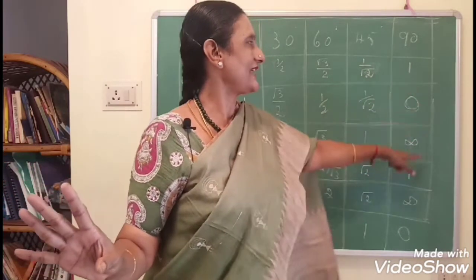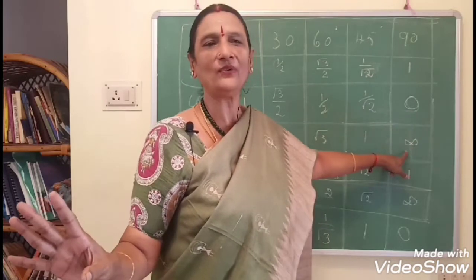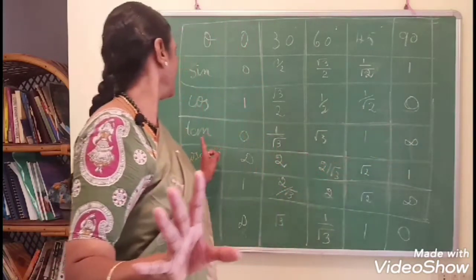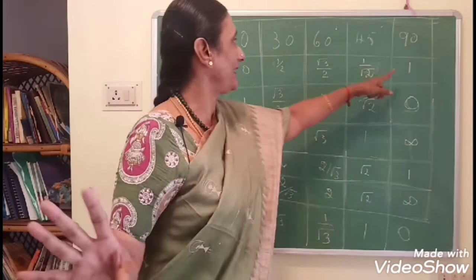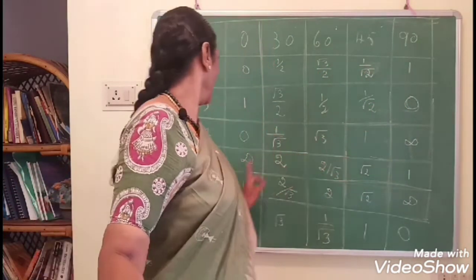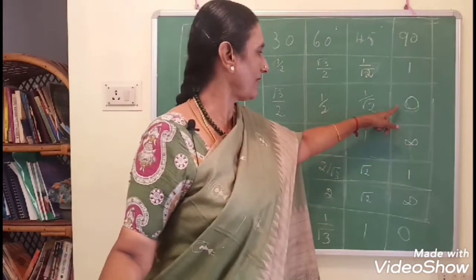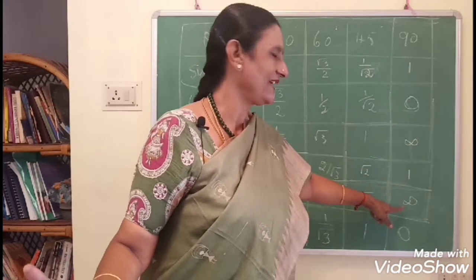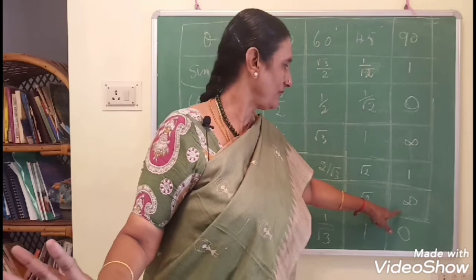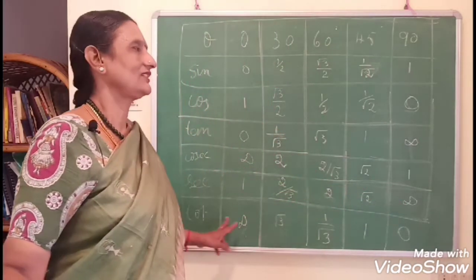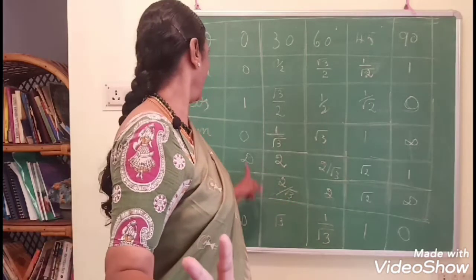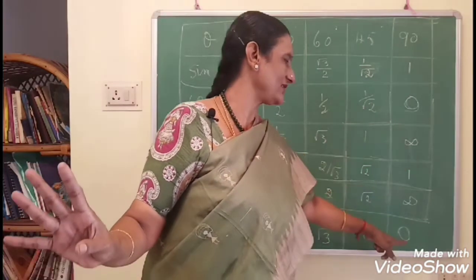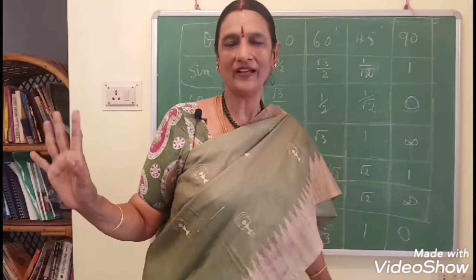Correct? So sin 90 is 1 and then cos 90 is 0. Therefore, tan 90 is sin by cos, the value infinity. Then cosecant 90 is 1 by sin, that is 1. Secant 90 is 1 by 0, it is not defined. So we have got the infinity symbol written here. And cot 90 is 1 by tan, that gives you 0. Is that clear to you?